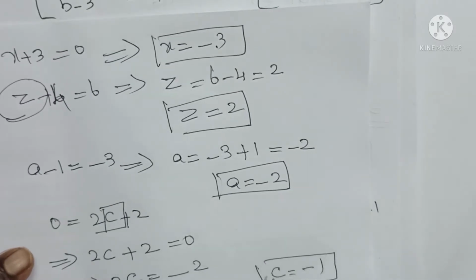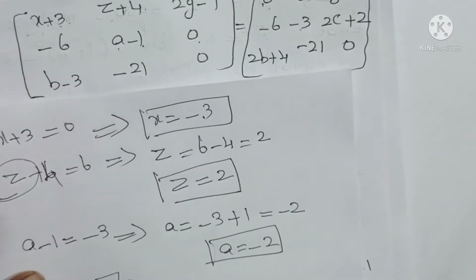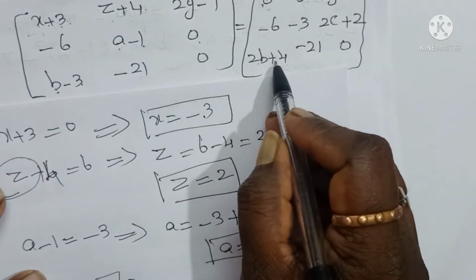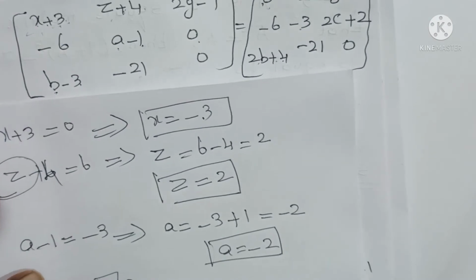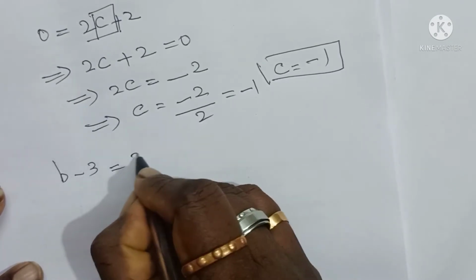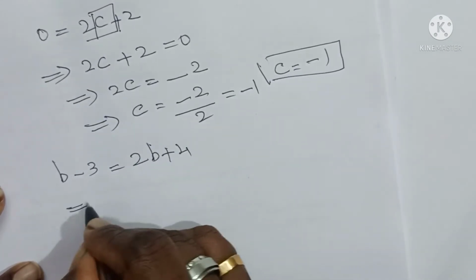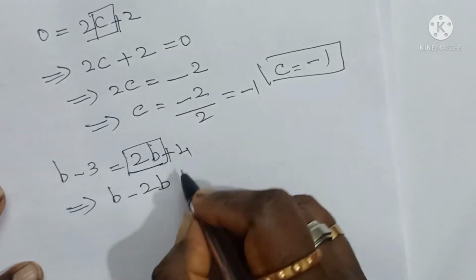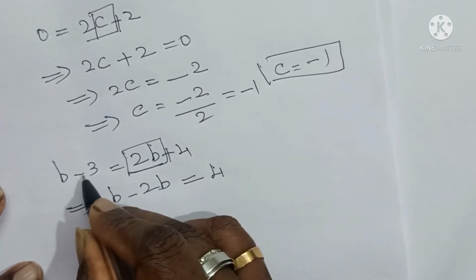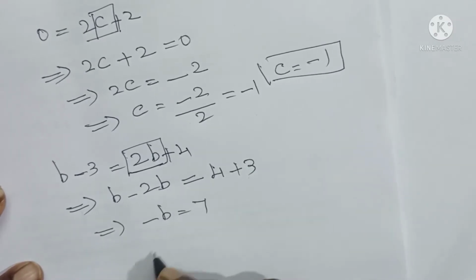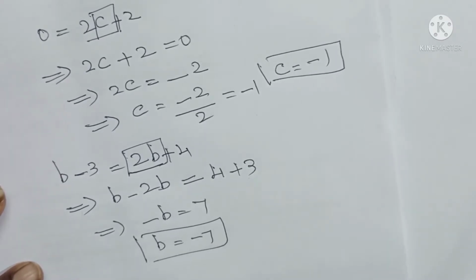So you have to find B and Y. Here for B, use these corresponding elements. B minus 3 is equal to 2B plus 4. You have to use this, then you can find the value of B. So B minus 3 is equal to 2B plus 4. This implies B minus 2B, this B term you have to take to the left side, is equal to 4, and you take this minus 3 to the right side as plus 3. This implies minus B is equal to 7, so B is equal to minus 7. So what is the value of B? B is equal to minus 7.